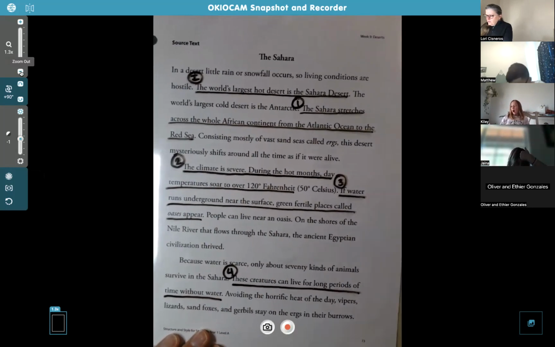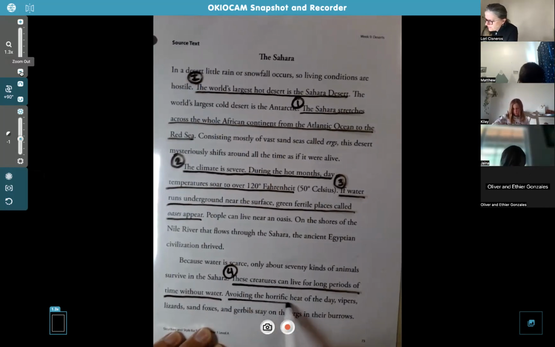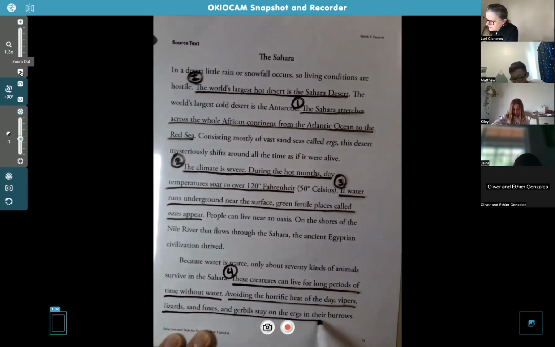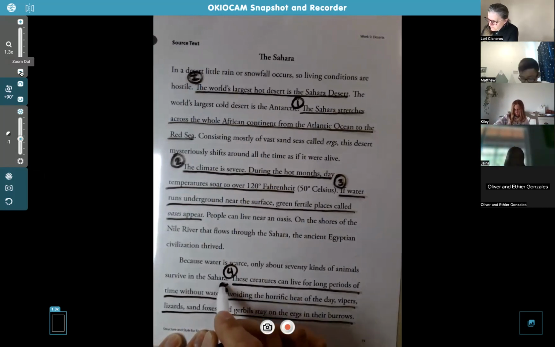And then I'm going to underline just part of this next sentence. Actually, let's underline the whole next sentence. It starts with avoiding horrific heat. I like the idea of talking about what animals are in that desert in my report. So I'm going to put a number 5 here.